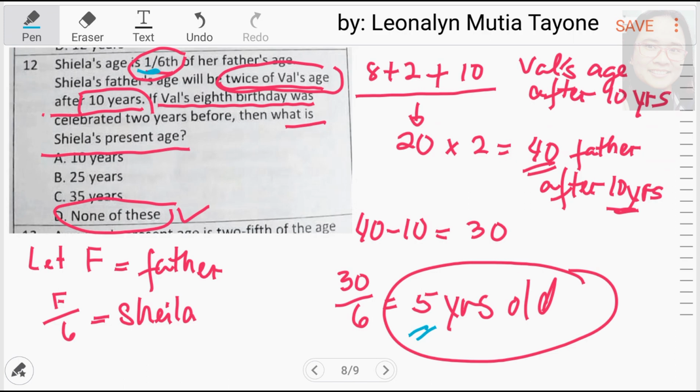Itong 5 ay 1/6 lang sa edad ni papa niya. So, 5 times 6, that is 30. 30 at present. After 10 years, 30 plus 10, that is 40. Twice of Val's age daw. Ang edad ni Val at present ay 10 kasi nag-8 birthday siya 2 years ago. So, 2 years plus 8, that is 10. After 10 years, it will be 20. 20 times 2, and that is 40. Therefore, ito 40. Therefore, ang sagot na 5 years old ay tama.